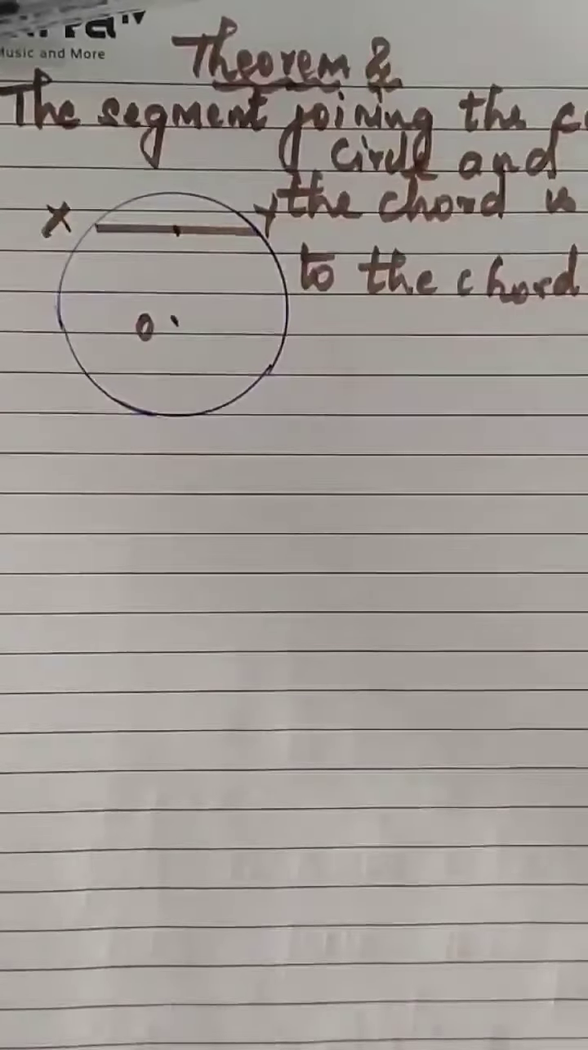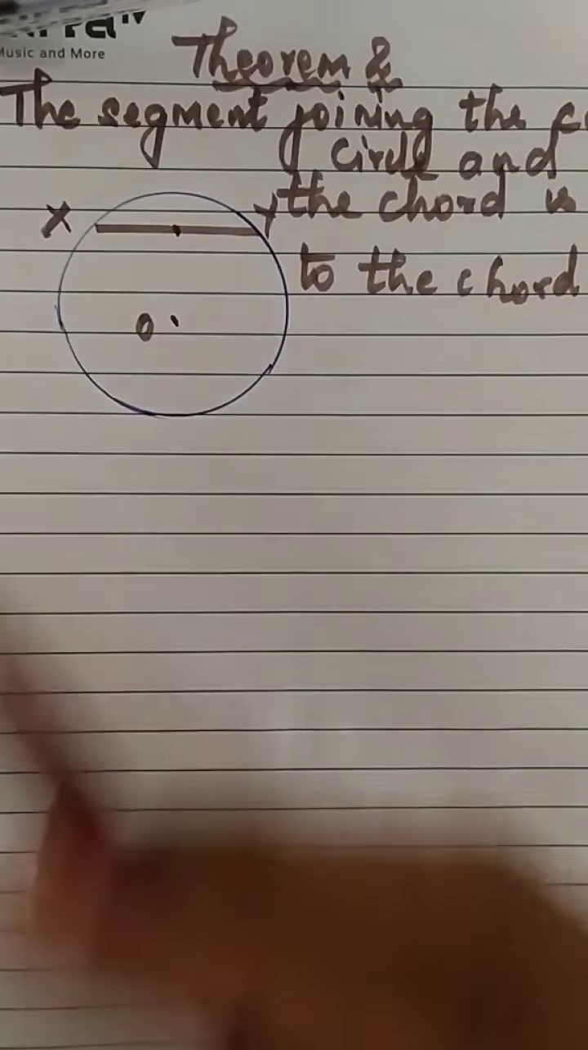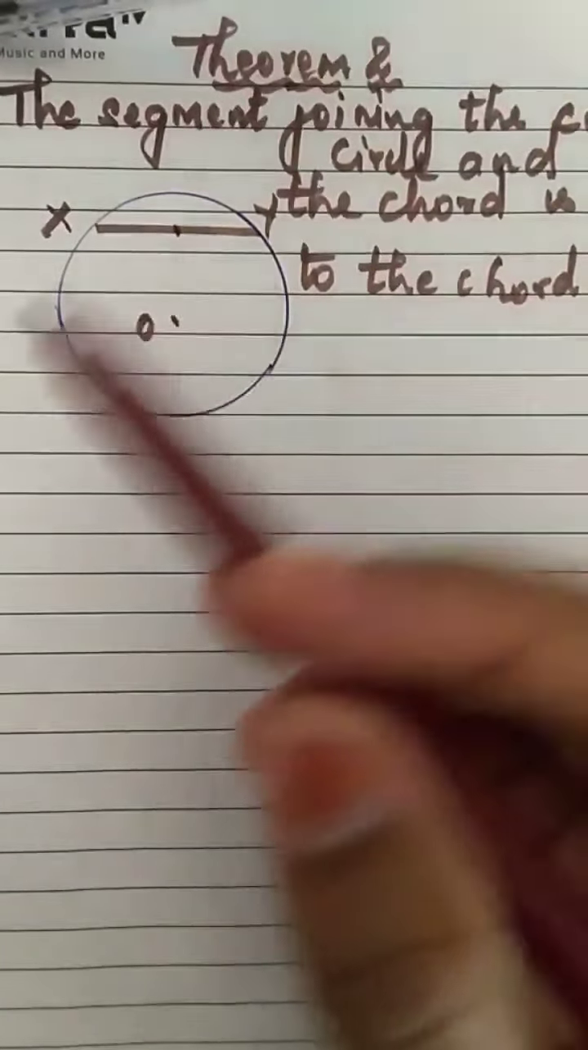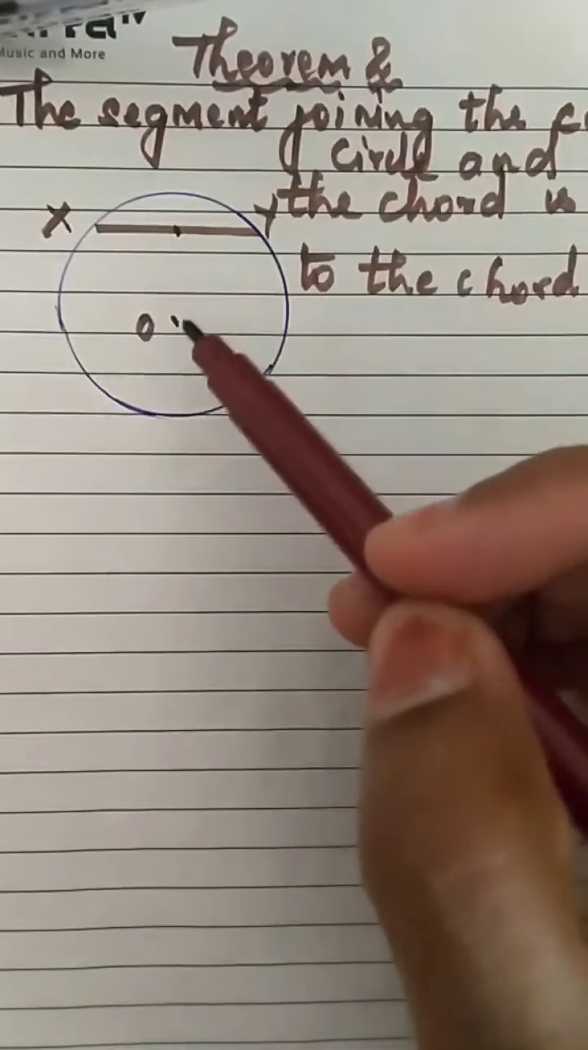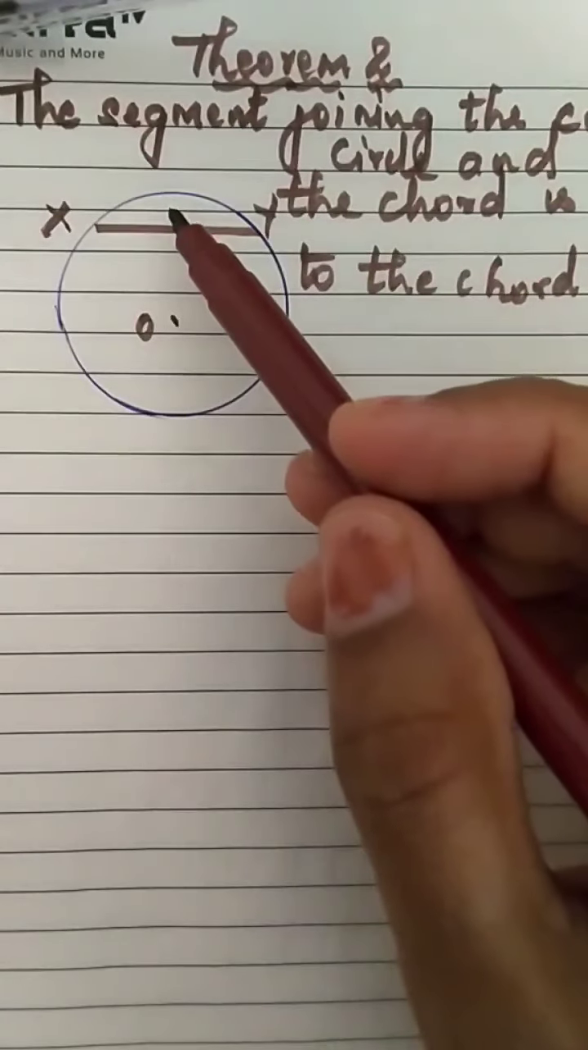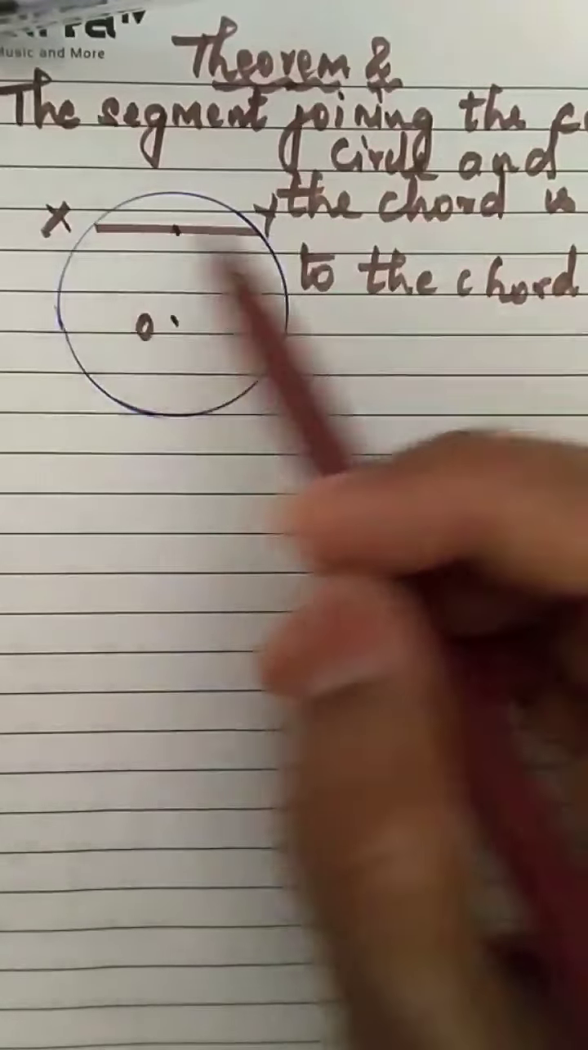Let us go on to the next property related to chord. Now this is the ulta of the first property that we learned. In the first property we said that perpendicular from the center to the chord will divide the chord into two equal parts.